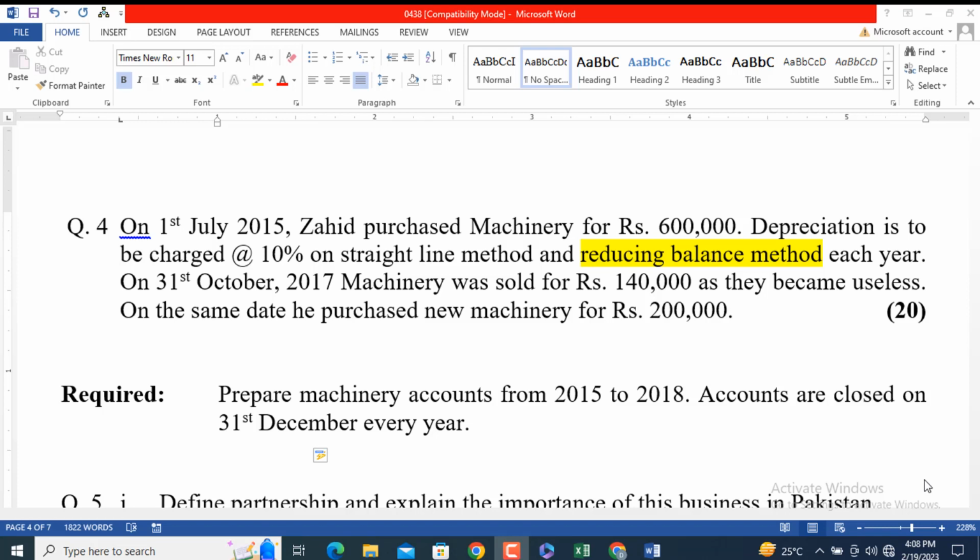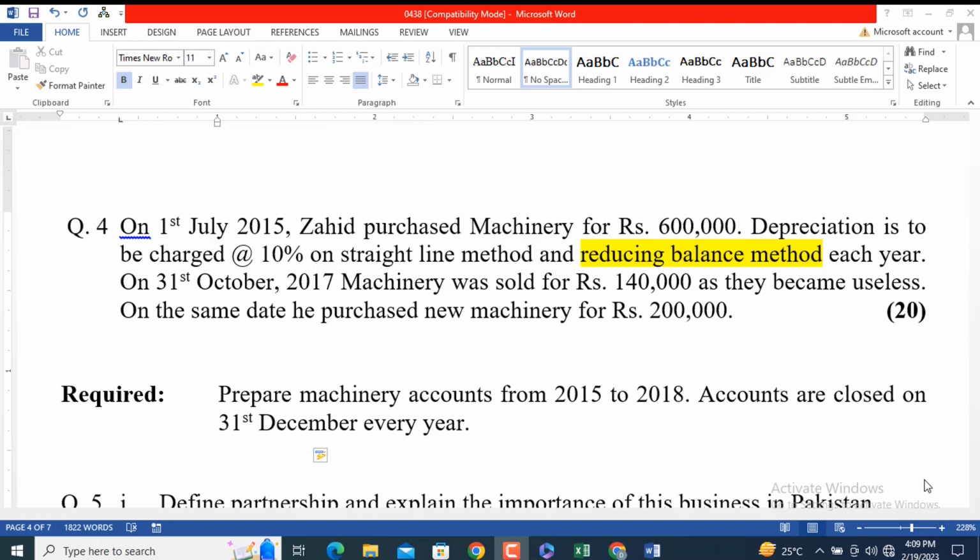So on 31st October 2017, please be careful and give more attention to the dates. Machinery was sold for rupees 140,000. The machine was purchased on 1st July 2015 with the cost of rupees 600,000. As it became useless because it became obsolete, on the same date he purchased new machinery for rupees 200,000. When he sold the old machine he purchased the new machine on the same date, meaning 31st October 2017.